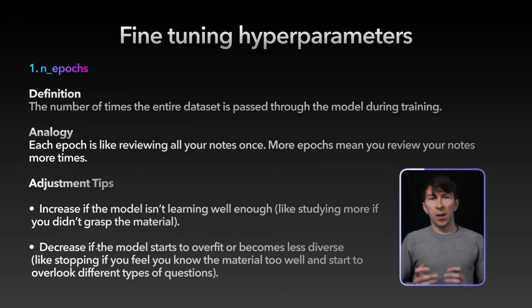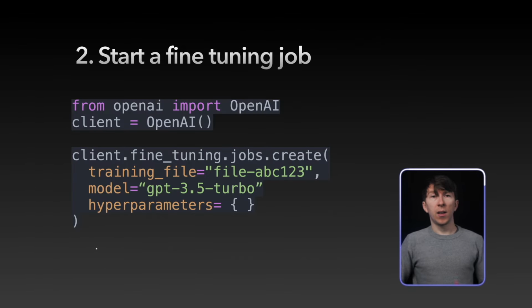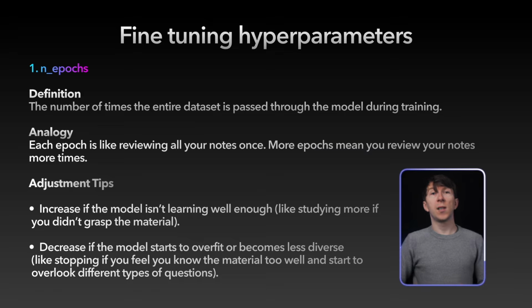And we'll take a simple analogy here. Imagine that you're studying for an exam. The first one is the number of epochs, and it's the number of times your entire dataset is passed through the model during training. Coming back to our analogy, each epoch is you reviewing your study notes once. You will want to increase it if the model is not learning well enough, like you studying more if you didn't grasp the material. You will want to decrease it if the model starts to overfit or become less diverse.